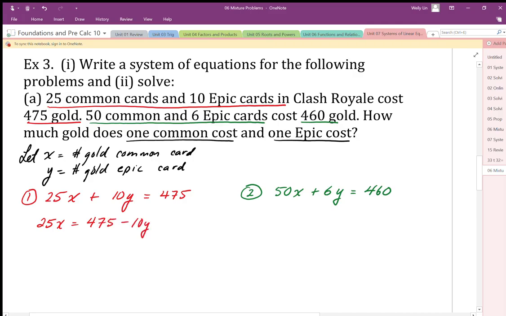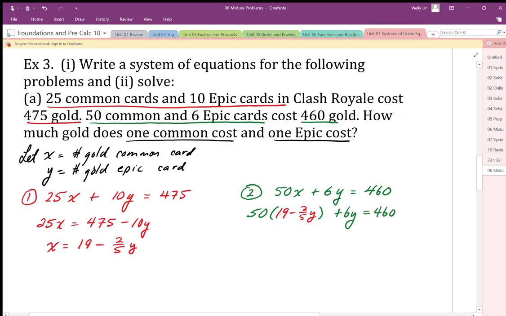Okay, and then divide both sides by 25. I'm going to end up with x equals 19 minus 10 over 25, which simplifies to 2/5 y. So there's my equality for x. And what I'm going to do then is substitute it into the other equation. We never substitute back into the same equation. We're going to substitute into the other equation here. So for x, I'm going to replace that x with 19 minus 2/5 y. Okay, and then write the rest of the equation. So plus 6y equals 460.